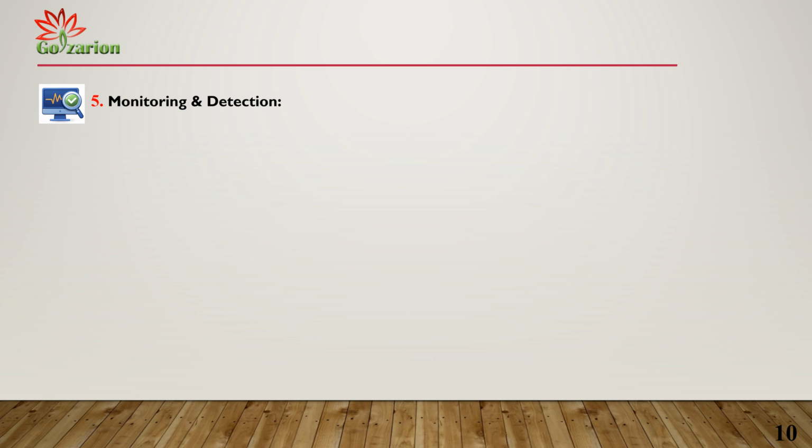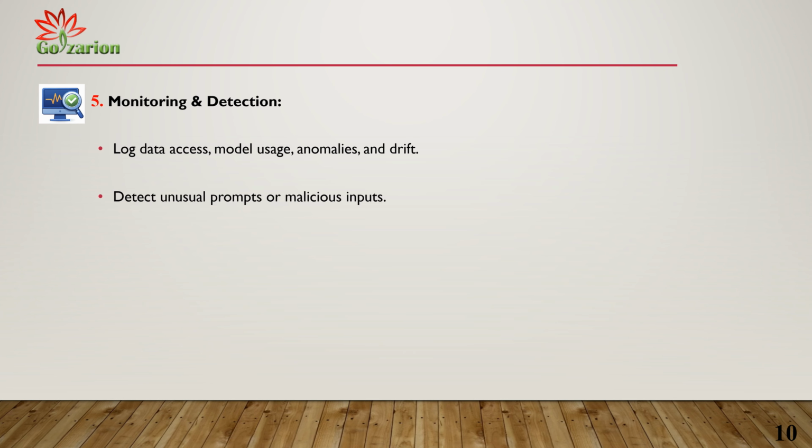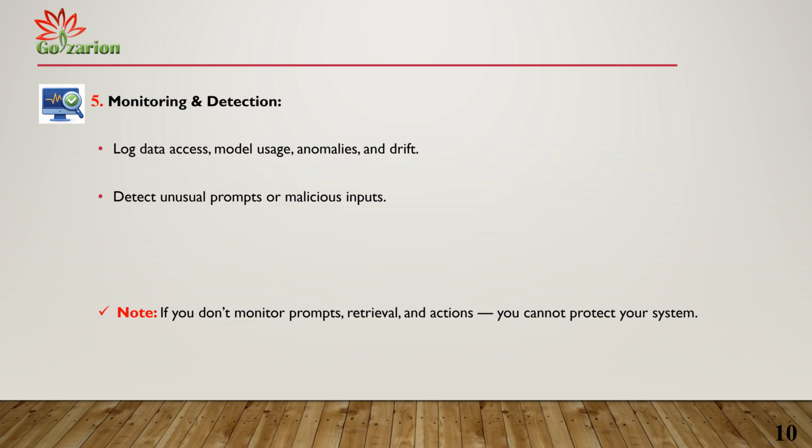Fifth, monitoring and detection. You log data access, model usage, tool calls, anomalies, and drift. And you detect unusual prompts or malicious inputs. Practical example: how do you know your Teams Assistant application is being attacked or abused? You need AI-aware telemetry. Note that if you don't monitor prompts, retrieval, and actions, you cannot protect your system.